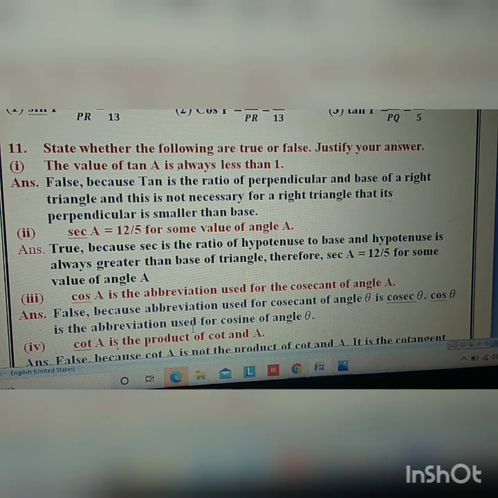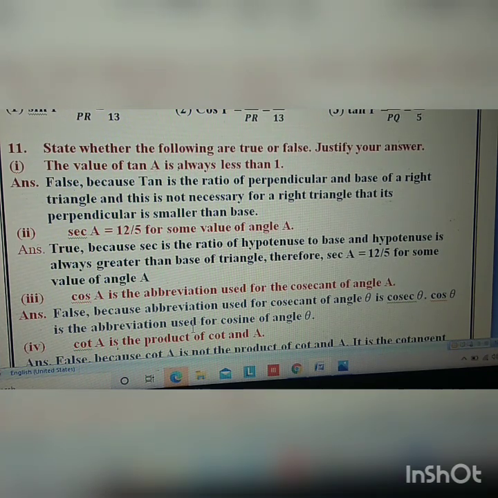Cos A is the abbreviation used for cosecant. No, cos is not the abbreviation used for cosecant, because for any angle theta, the abbreviation used for cosecant is cosec, and cos theta is the abbreviation used for cosine of the angle. Part number 4. Cot A is the product of cot and A. No, cot A is not the product of cot and A.